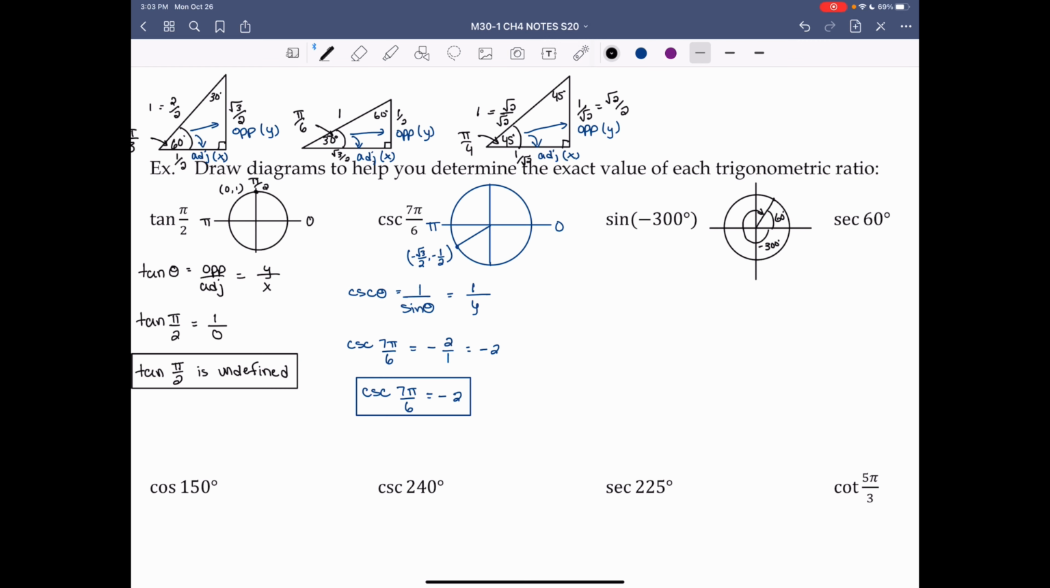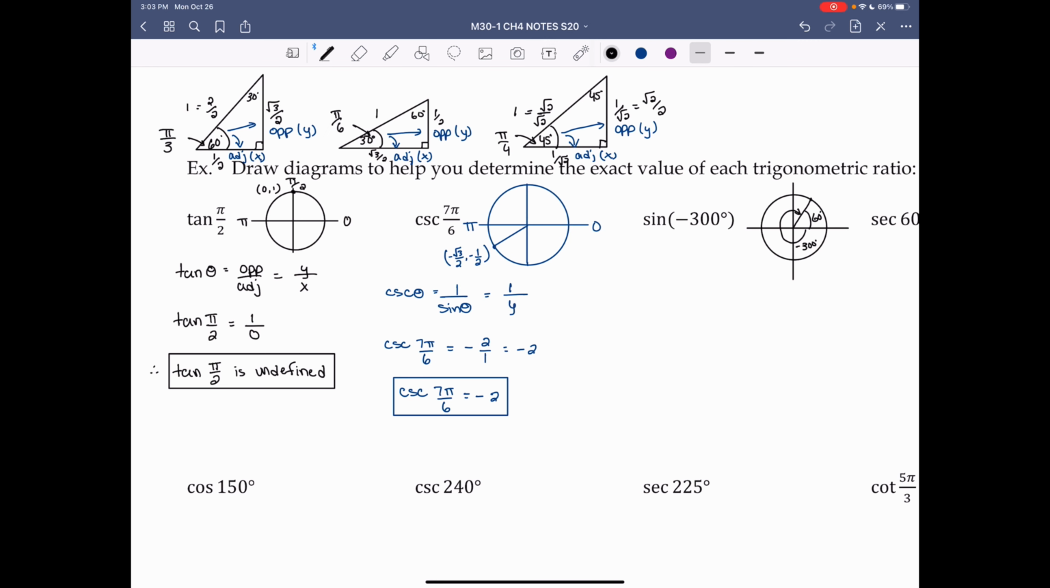So looking at our special triangles, when theta equals 60, our point, the x value is 1/2, and the y value is root 3 over 2. So 1/2 and root 3 over 2 is our point, and then we just have to decide the signs. It's in quadrant 1, so they're both positive. So 1/2, root 3 over 2.